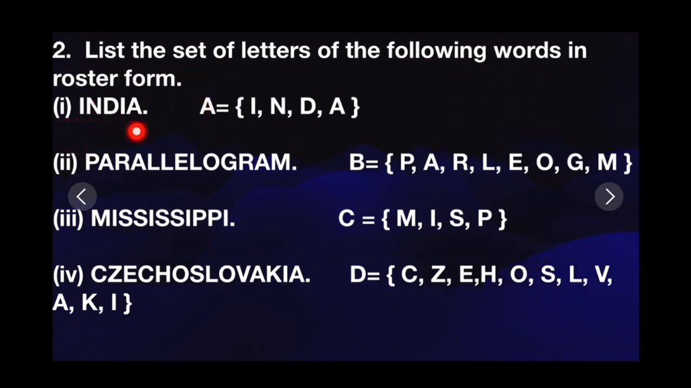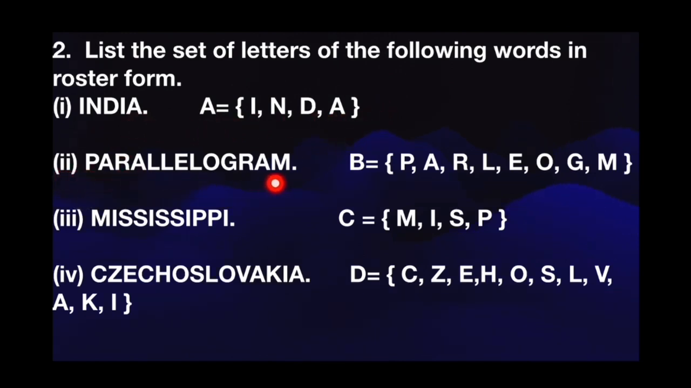Question number 2, list the set of letters of the following words in roster form. So the first word is India and the set is the alphabets of this word. So let us write it down. We'll name the set A is equal to curly bracket I, N, D. Again we will not write I. We should not repeat any element. So we'll go to the next letter, that is A, and then close the bracket.